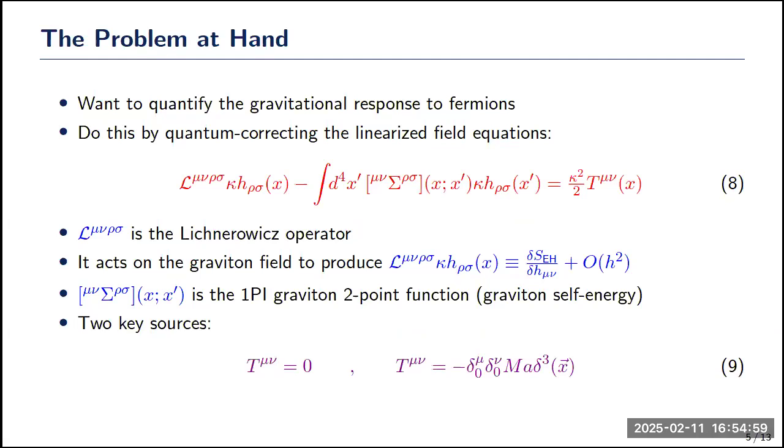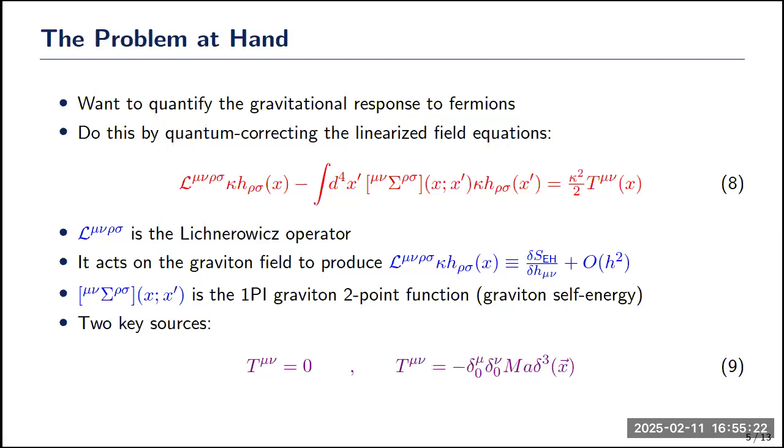So we're interested in investigating the gravitational response to fermions. The way we do this is by taking quantum corrections to the linearized effective field equations. That is given by equation 8 here. It looks a little bit different than how we're used to seeing the Einstein field equations, so I just want to take a minute to talk about that notation.